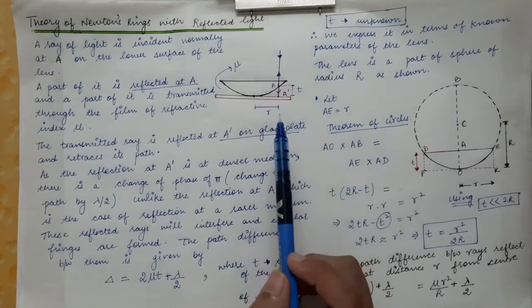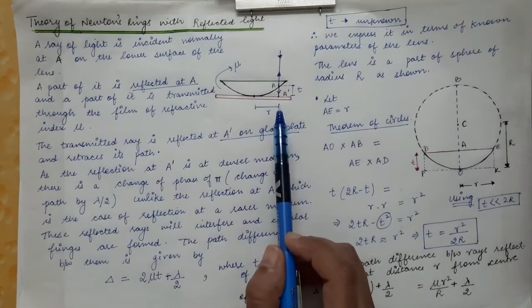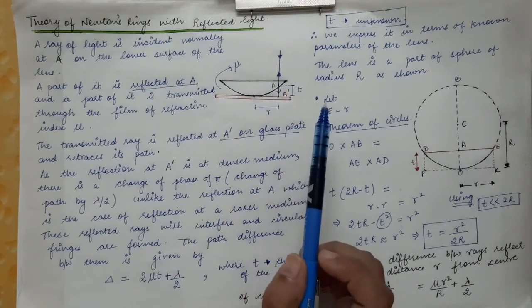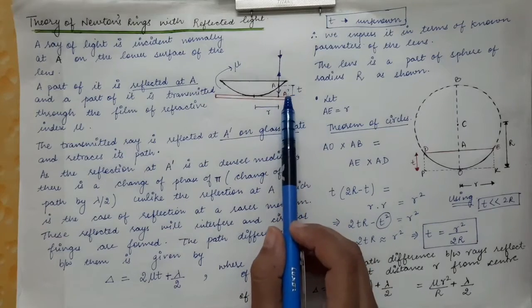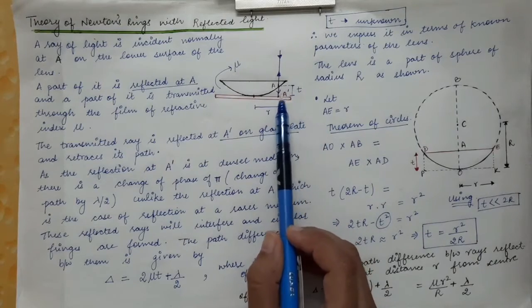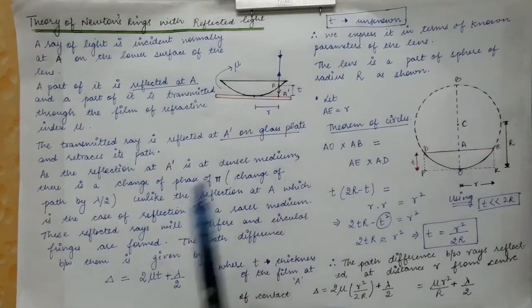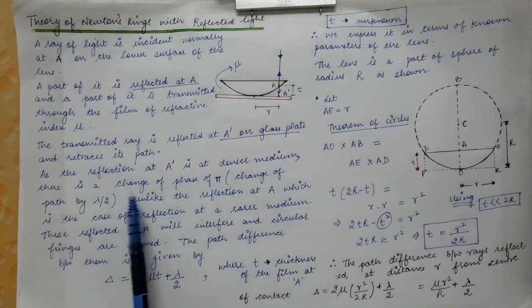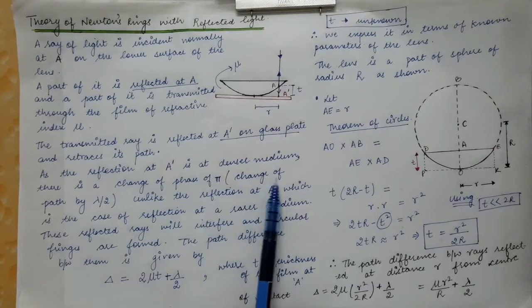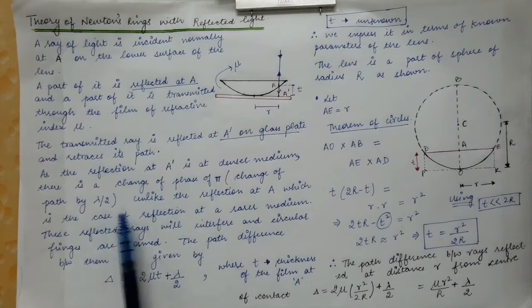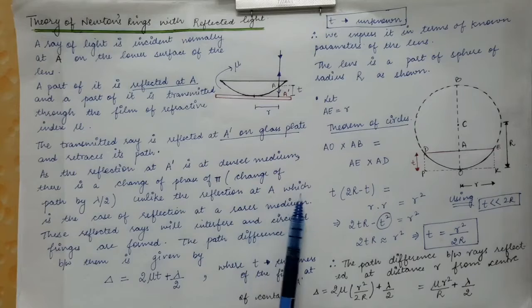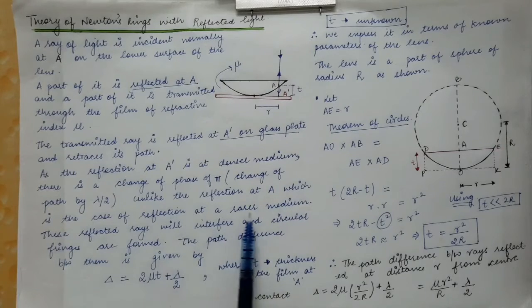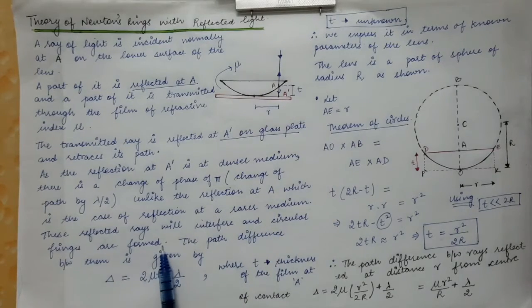So a lambda by 2 path will be introduced, or you can say a phase of pi will change in case of the light which is reflected at the A prime point. As the reflection at A prime is at a denser medium, there is a change of phase of pi, or you can say a change of path of lambda by 2, unlike the reflection at point A, which is the case of reflection at a rarer medium. These reflected rays will interfere with each other and circular fringes are formed.